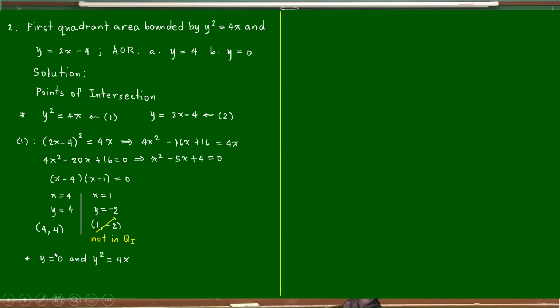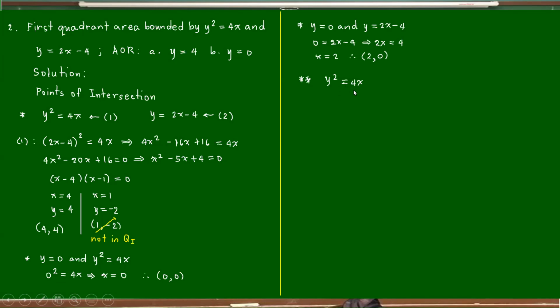What about intersection of the x-axis and the parabola? So 0 squared equals 4x, 0 equals x, so x equals 0, therefore we have 0, 0. What about the x-axis and the line? Y equals 2x minus 4. So we have 0 equals 2x minus 4, so x equals 2. So getting 2, 0. This parabola, y squared equals 4x, is already in standard form. Getting the vertex 0, 0, this parabola opens to the right.